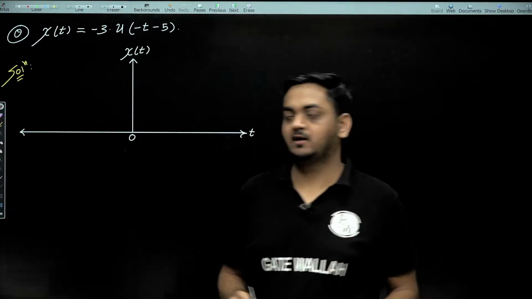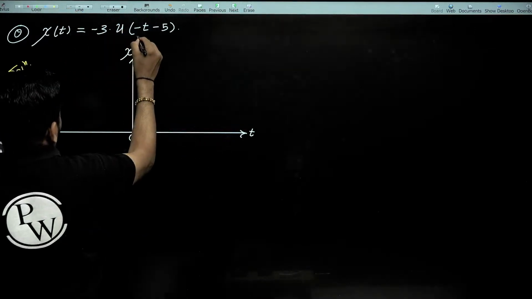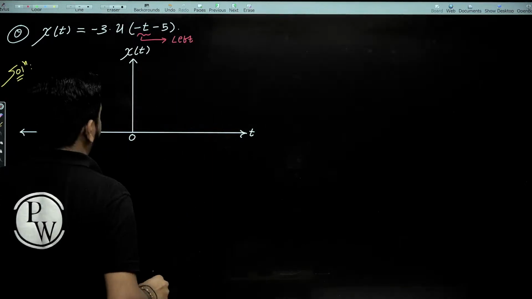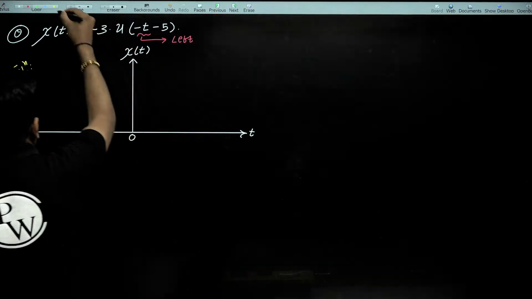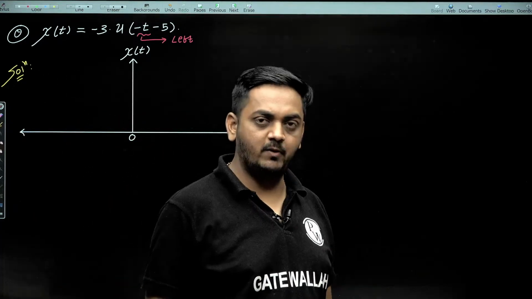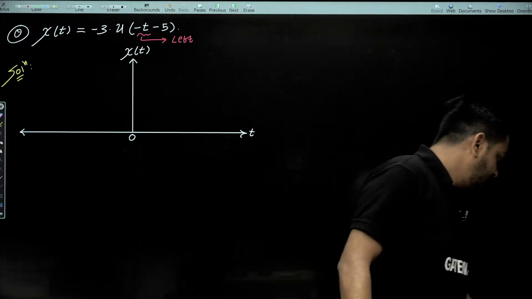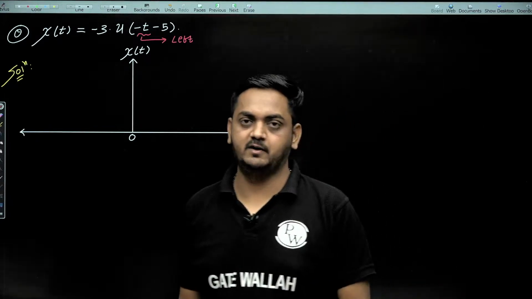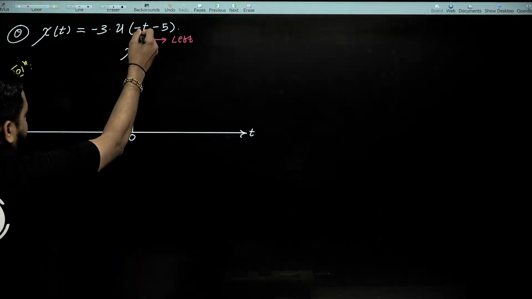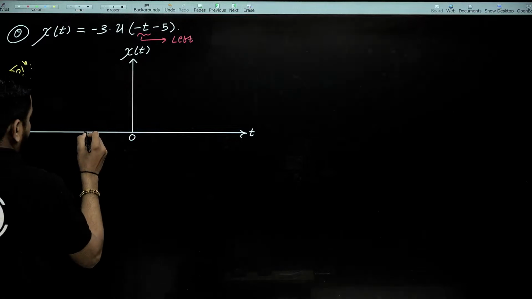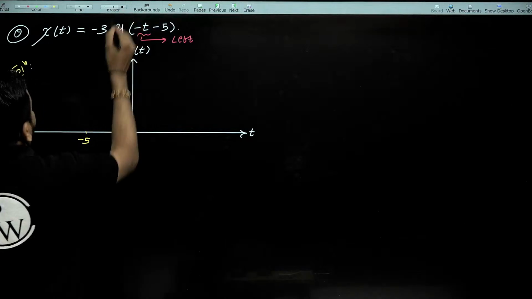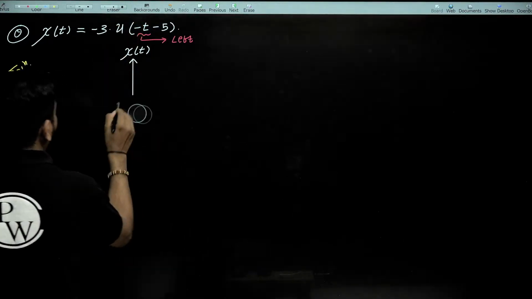Yes, left side. Why left side? Because minus t is there. So minus t, that's why left. And if it is left side, then the starting point will be the same. So what will be the starting point? Minus 5 or plus 5? Tell me. Left side, minus t, that's why left side. The starting point will be the same, minus 5. Correct? Minus 5 starting point. What about the amplitude?